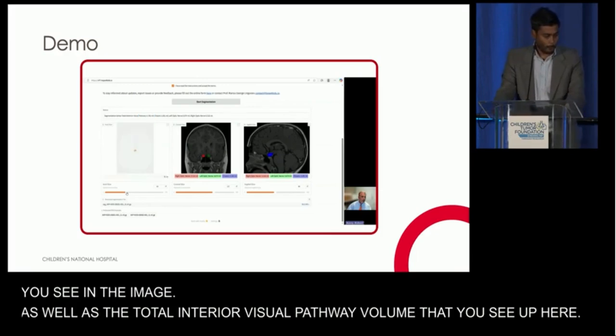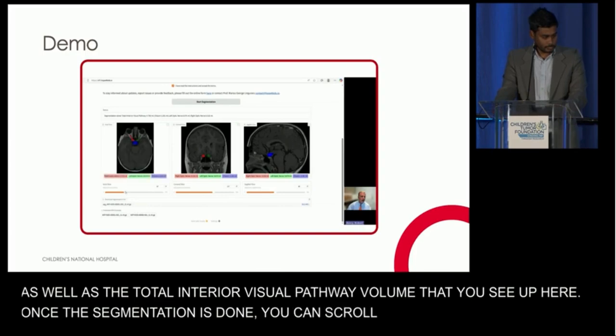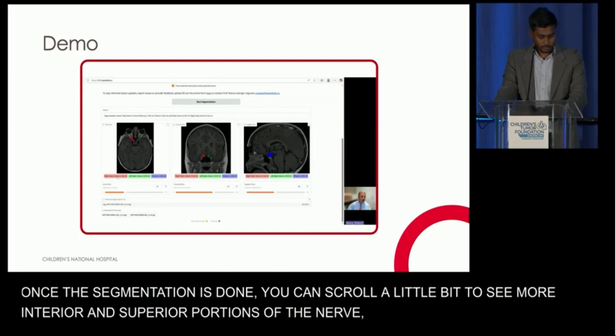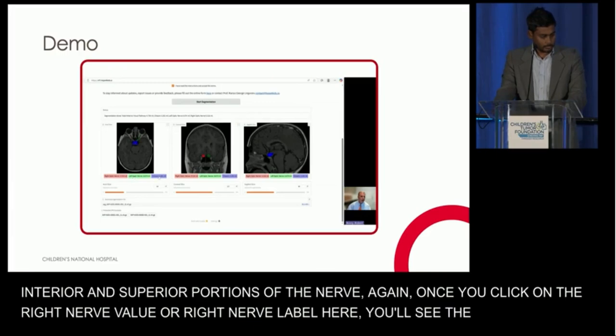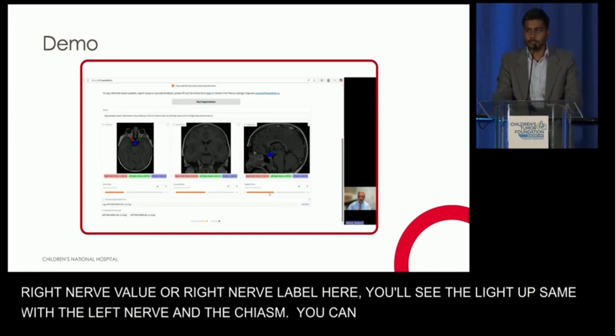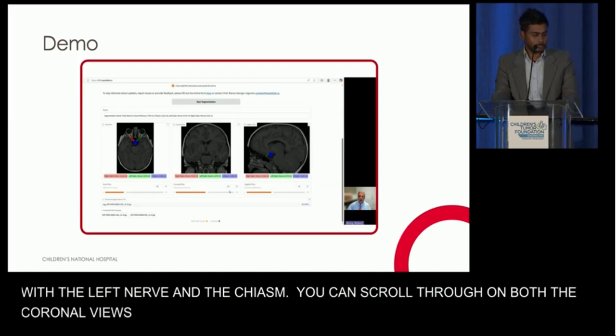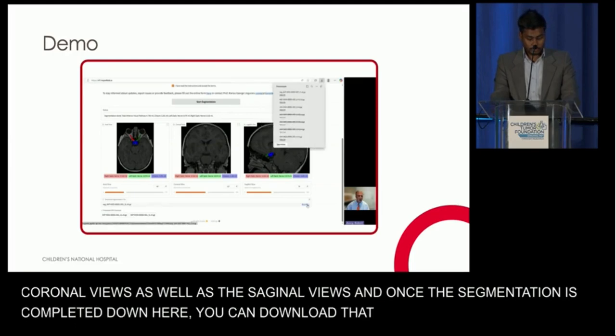Once the segmentation is done, you can scroll a little bit to see more inferior and superior portions of the nerve. Again, once you click on the right nerve value or right nerve label here, you'll see the anatomy light up. Same with the left nerve as well as the chiasm. You can scroll through on both the coronal views as well as the sagittal views. And lastly, once the segmentation is completed, down here, you can download that file to look within your workspace as well.